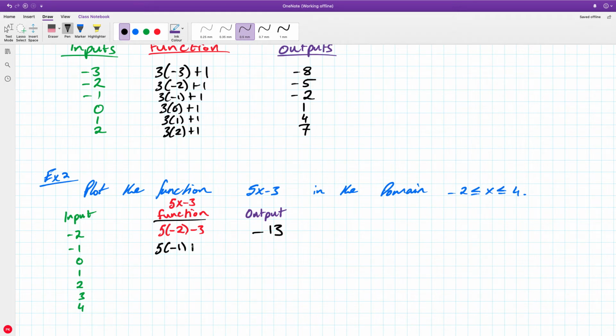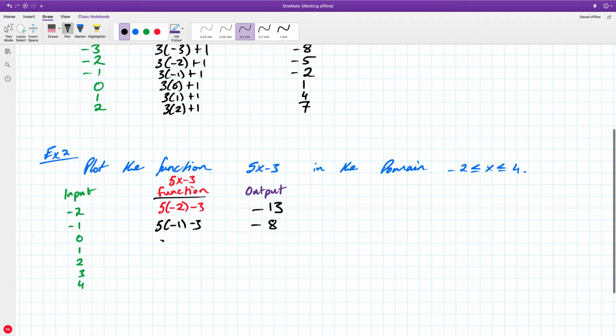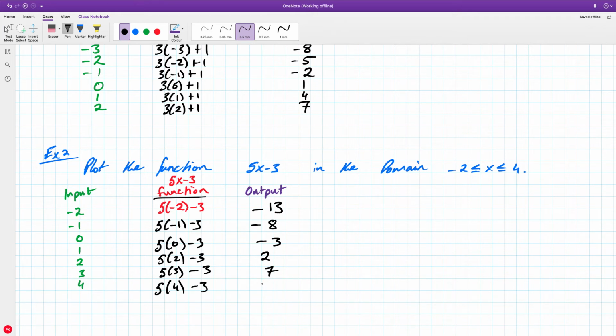5 times minus 1 minus 3, which is minus 8. 5 times 0 minus 3, which is minus 3. 5 times 2 minus 3, which is 2. 5 times 3 minus 3, which is, and 5 times 4 minus 3, which is 20 minus 3. Are these right?